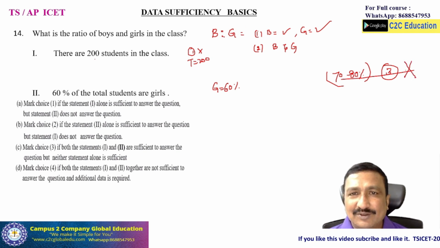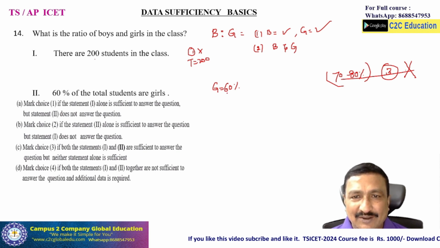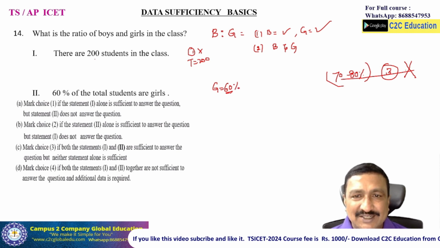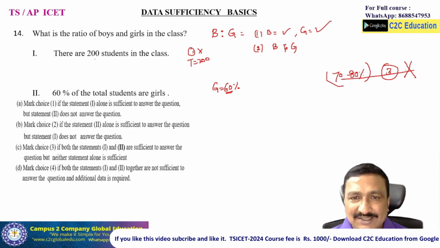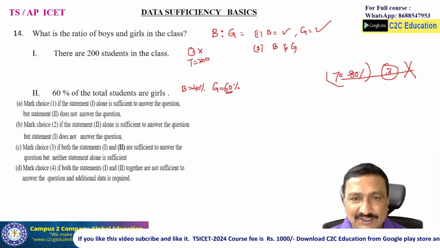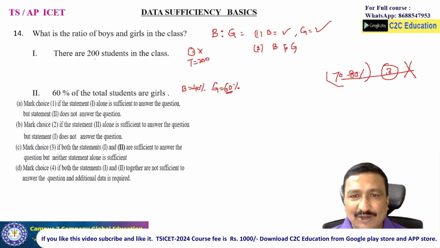I told you before starting this question when we can find this answer. If you know the boys' strength and the girls' strength, then you can find it. Or otherwise, if you have a relation between boys and girls, then also we can find it. According to the second statement, girls are 60%. Whenever they express one value in terms of percentage, the total percentage should be equal to 100. So when girls are 60%, automatically boys will be 40%. You should know this from the percentage topic. Percentage always means the total is equal to 100.